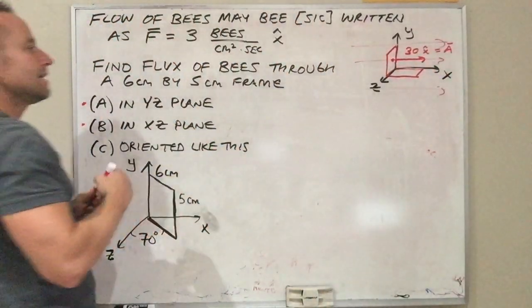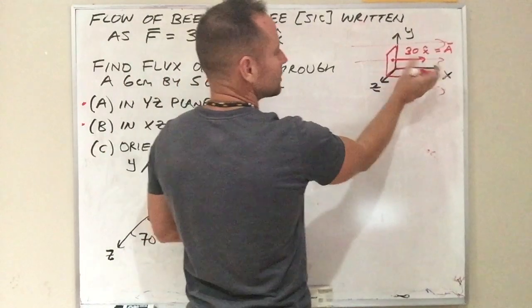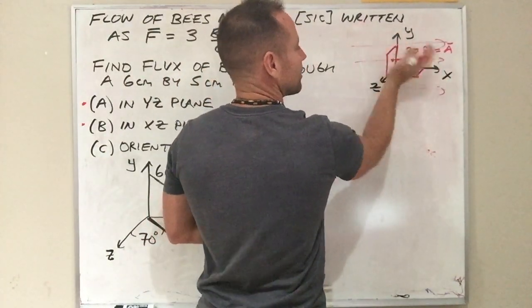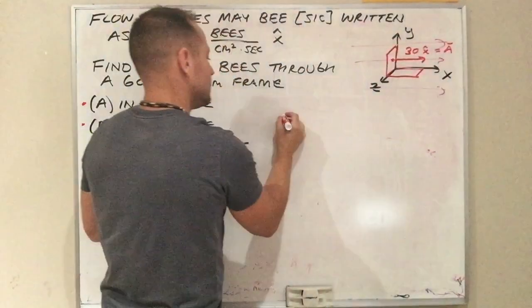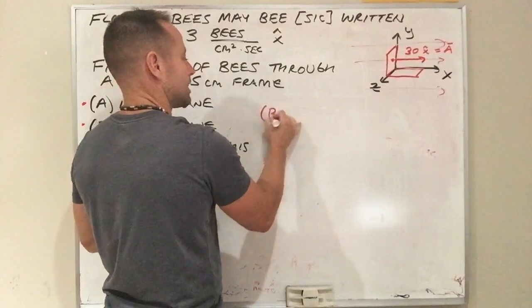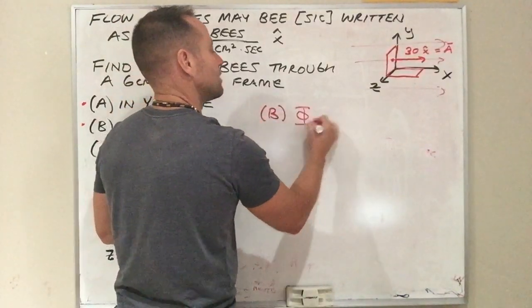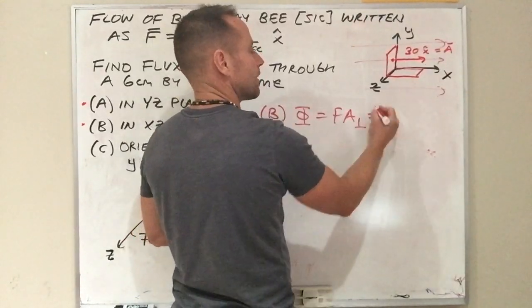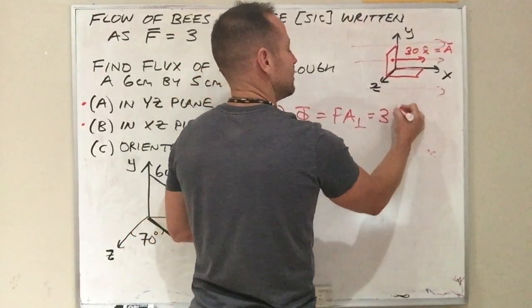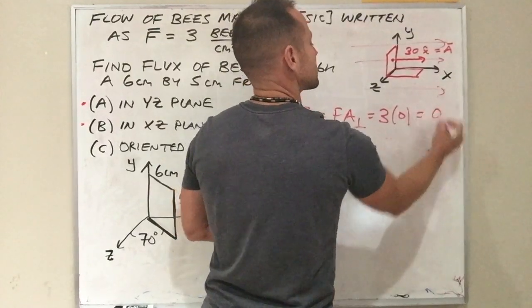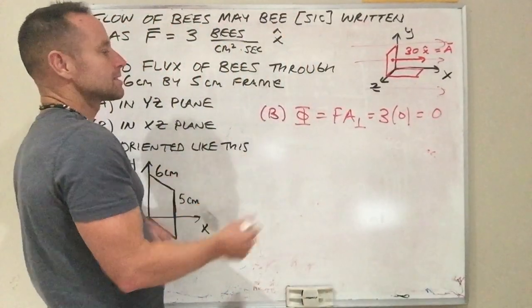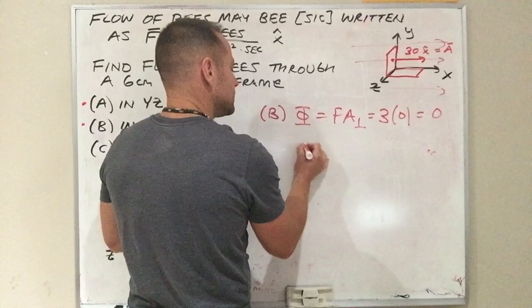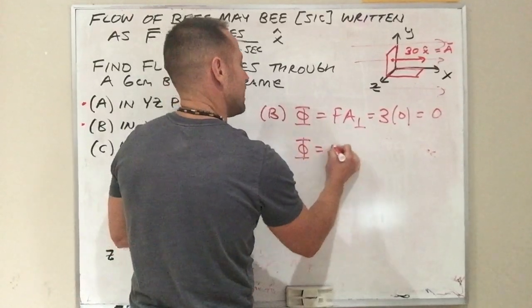Well, a couple ways to see it. One is that there's absolutely no area that's being shown or presented to the bees. And so for part B there, if you try to do flux as F A perp, your A perp is basically going to be 0. So you'd have like 3 bees times 0 is no bees, right? So there's not going to be any flux. The other way to do it is if you did F dot A.